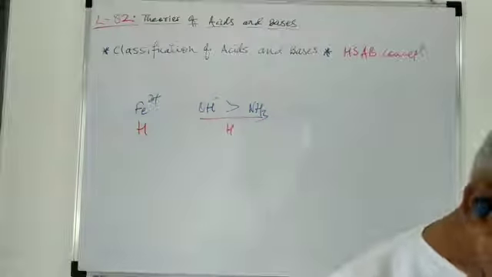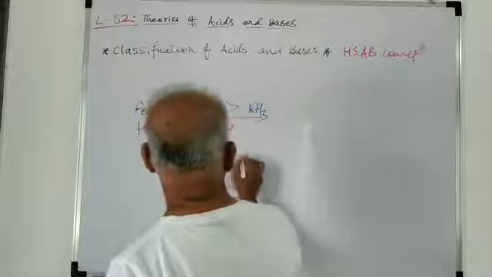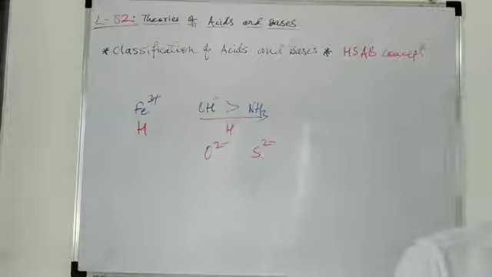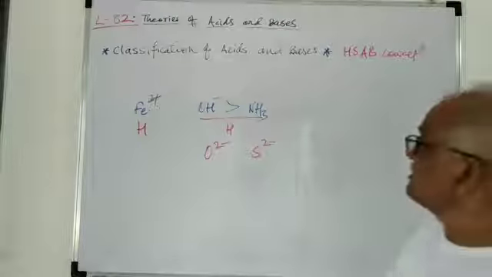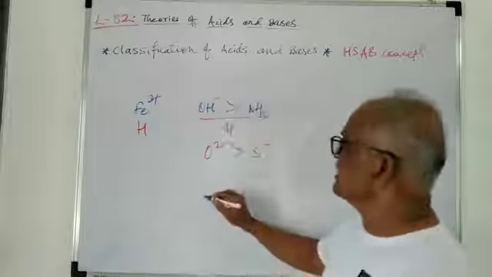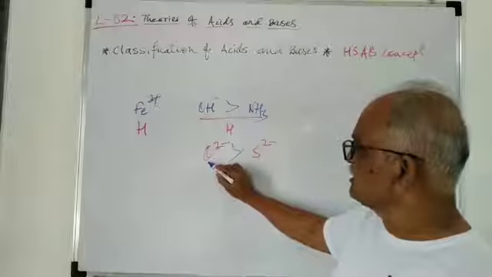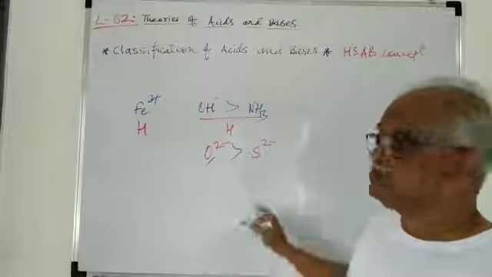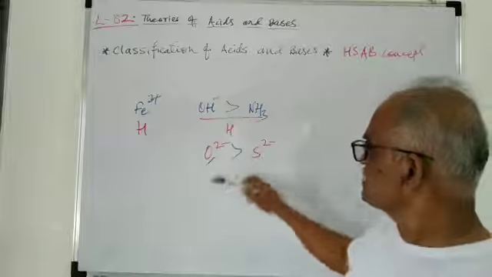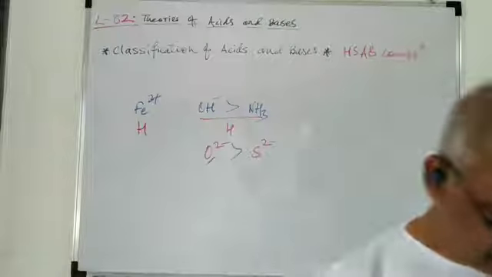Then we will consider another example, O2 minus or S2 minus. In this case also, O2 minus is more hard than S2 minus. So Fe will prefer to combine with O2 minus and not with S2 minus. But Fe can also react with S, though the stability is less.